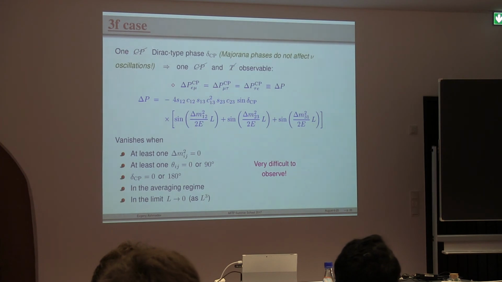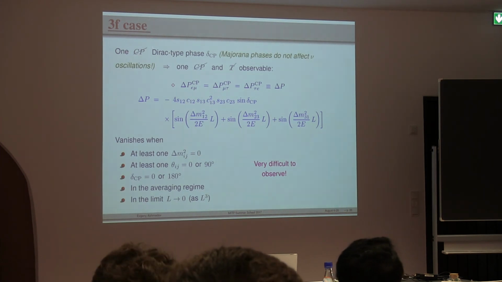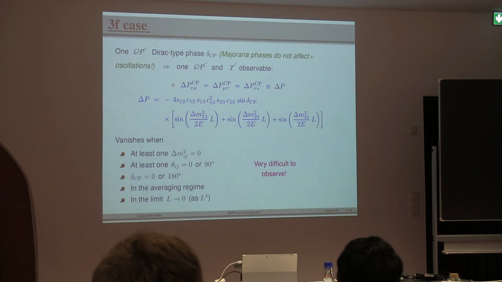Given that, I mean, we know that all those criteria are met, how difficult is it actually to observe, say, if you have a large L? I mean, we know what all the angles are apart from the... You mean CP violation? Yeah. Yeah.